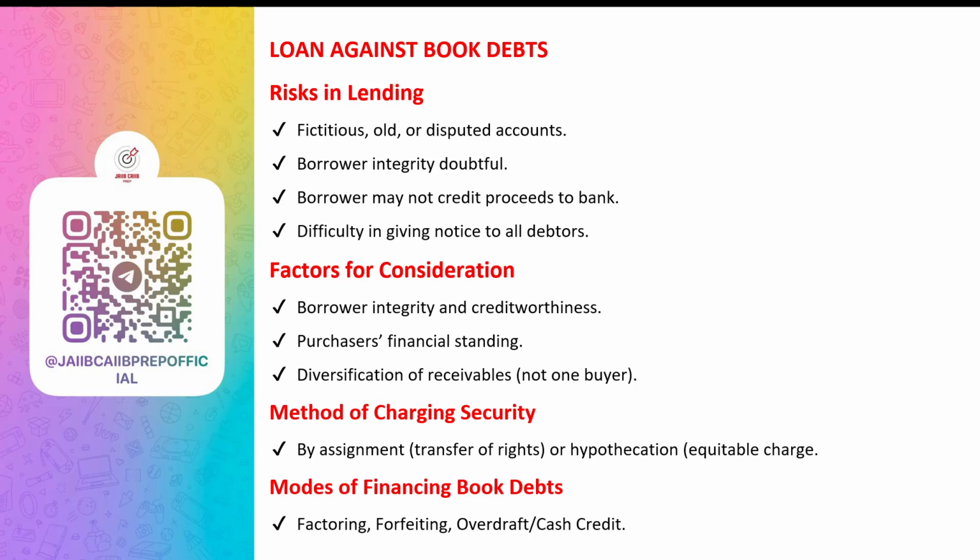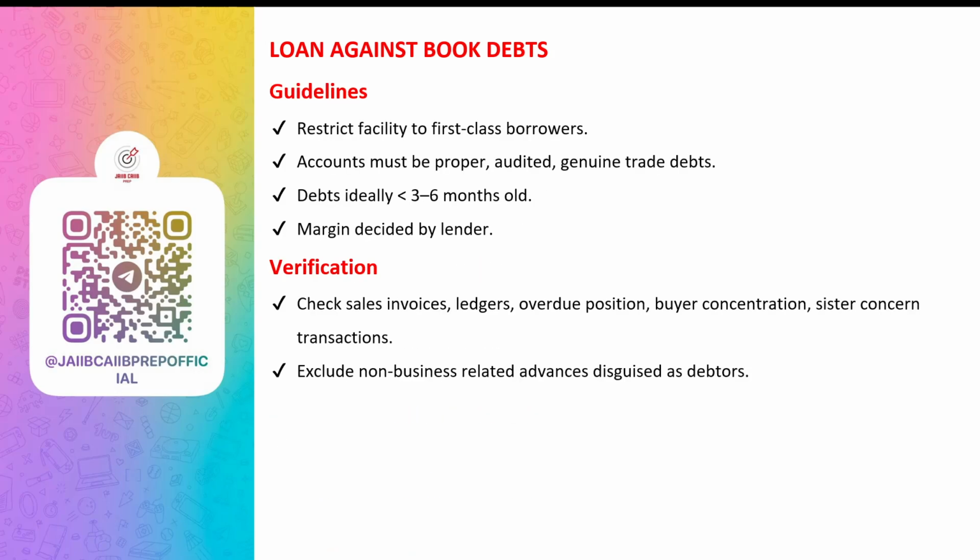There are three modes of financing book debts. Number one is factoring. So banks or financial institutions purchase the receivables at a discount and assume collection responsibility. Second is forfeiting. Outright purchase of receivables. It is mostly used in international trade. And third is overdraft or cash credit. So against hypothecation of book debts, the borrower operates the account under the agreed limits.